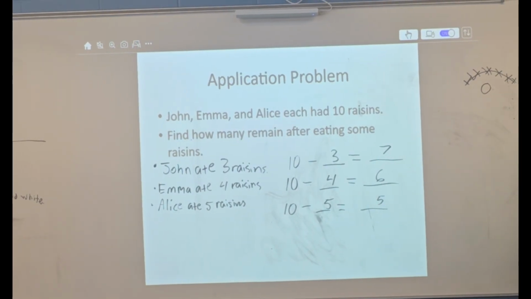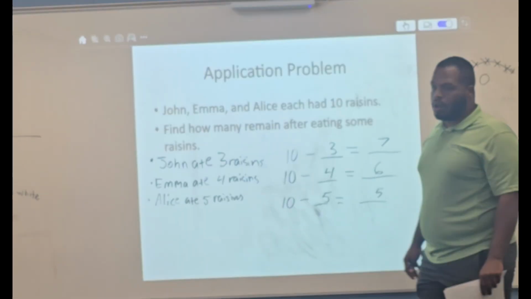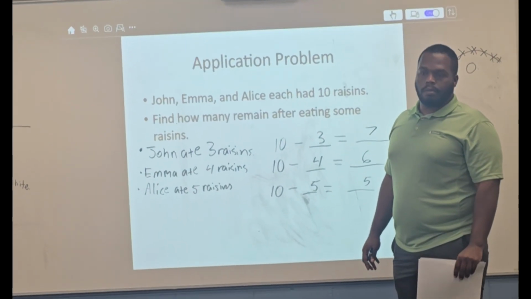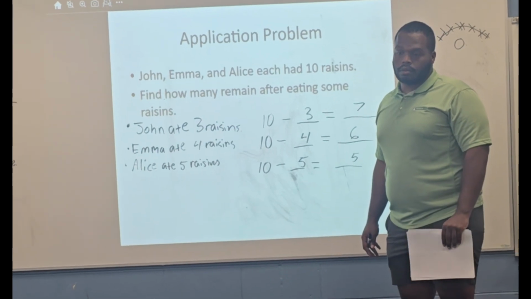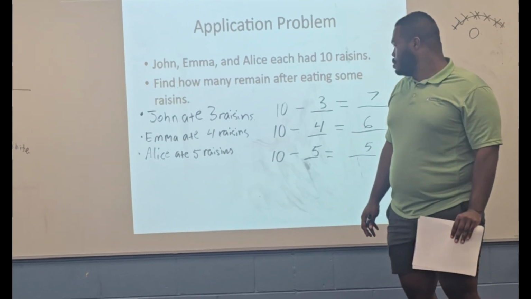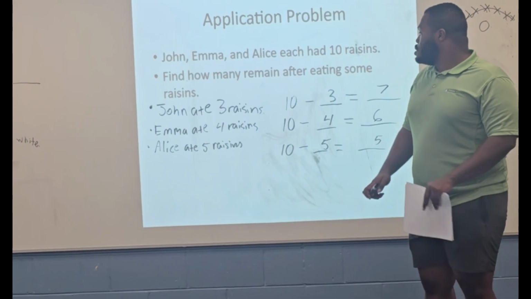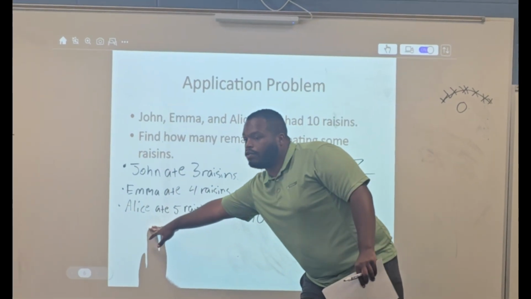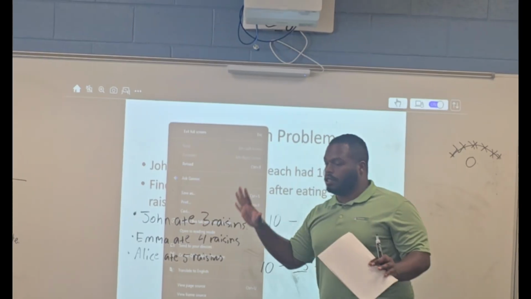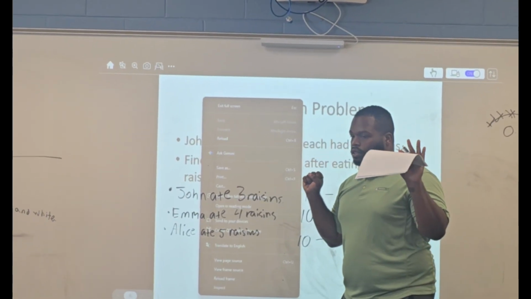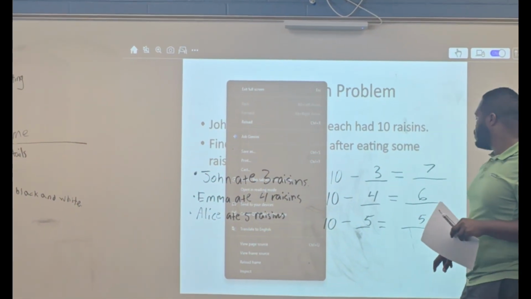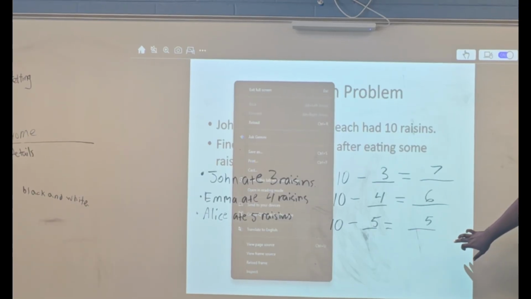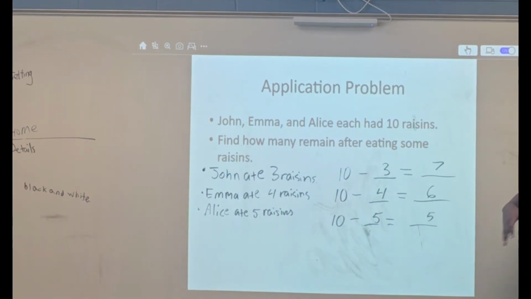There's one part I don't get. Why did he make the 10 minus 5 equals 5? So the 10 minus 5 is from Alice. Alice had 10 raisins of her own, right? And she ate 5. So what is she left with? 5. She was left with 5 raisins. So that makes more sense? Yeah.